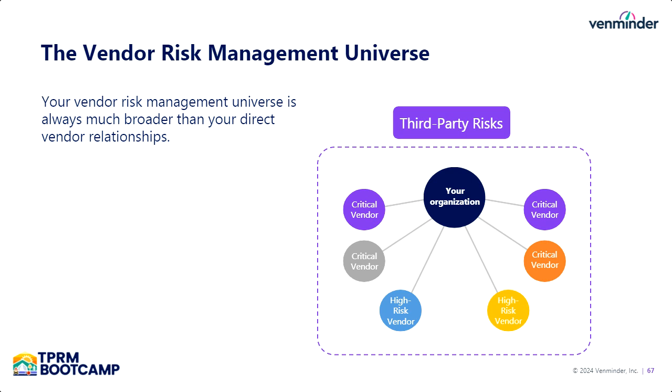Let's take a quick look at what your third-party vendor universe looks like. And here you will see you are in the middle and you have a handful or so of third parties who are providing some type of outsourced service for you. These third parties, again, can be critical vendors, high-risk vendors, low-risk vendors, all kinds. And it depends on your organization as to how many of these that you have. But this is what your third-party vendors look like, and they have a direct relationship with you.